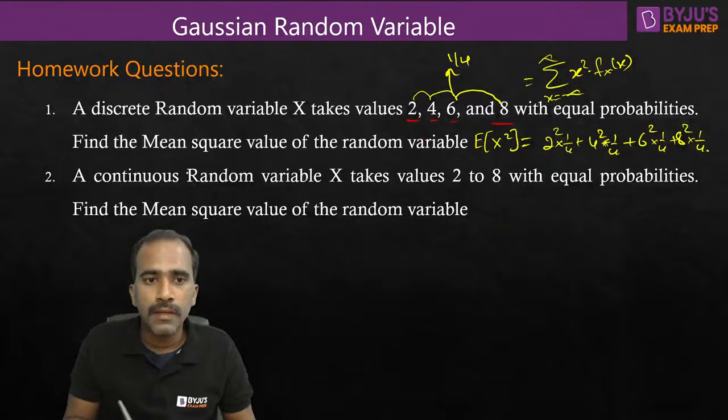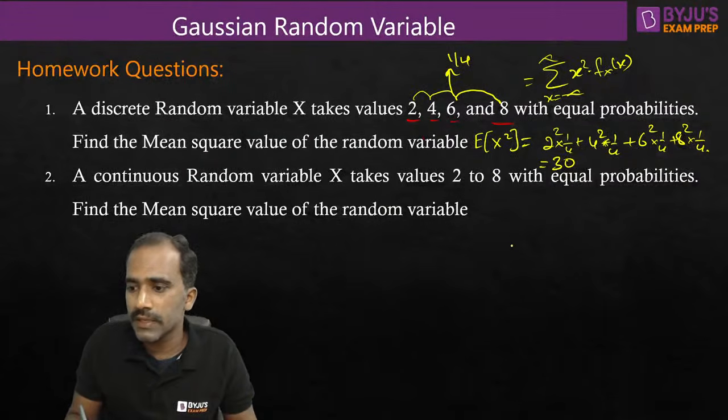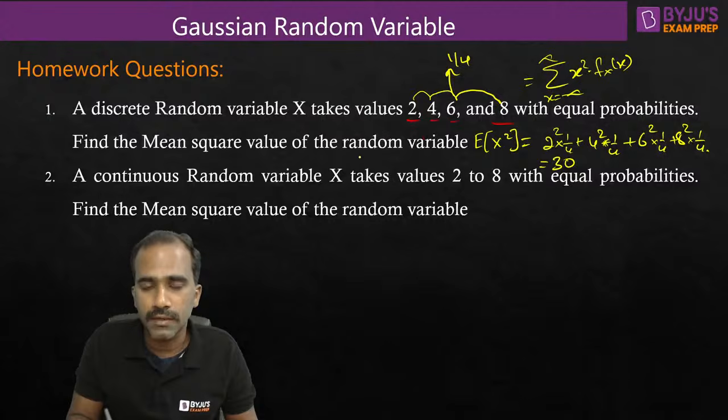Okay. Right. Expectation of x square, we got it. Let us quickly find the final answer. So 2 square plus 4 square, 4 plus 16 is 20, 20 plus 36 is 56, 56 plus 64 is 120, and 120 divided by 4 is 30. Is that okay? I think that should be correct. 16 plus 4, 20, 20 plus 36 is 56, 56 plus 64 is 120. Yes, 120 divided by 4 is 30. I think you are also getting the same answer. Right, so the first question is done.